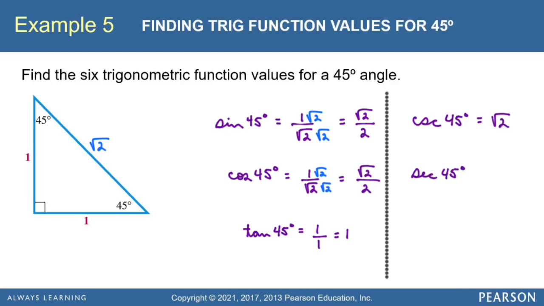The secant of 45 is also going to be square root of 2 for the same reason. And the cotangent of 45 degrees is going to be the reciprocal of 1, which of course is still 1. And so here we have all 6 function values for 45 degrees.